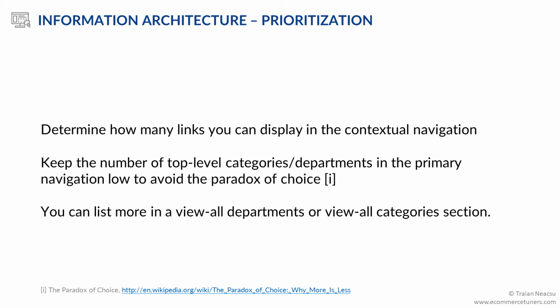Keep the number of top-level categories or departments in the primary navigation low to avoid the paradox of choice. Research has established that having too many choices is bad for decision-making. The short-term memory rule of 7 items doesn't apply to primary navigation, as users don't need to remember the labels in the menu. You can list more categories on a View All Departments or View All Categories page.